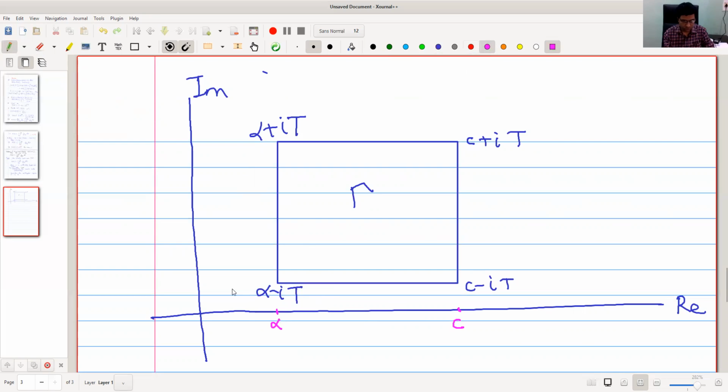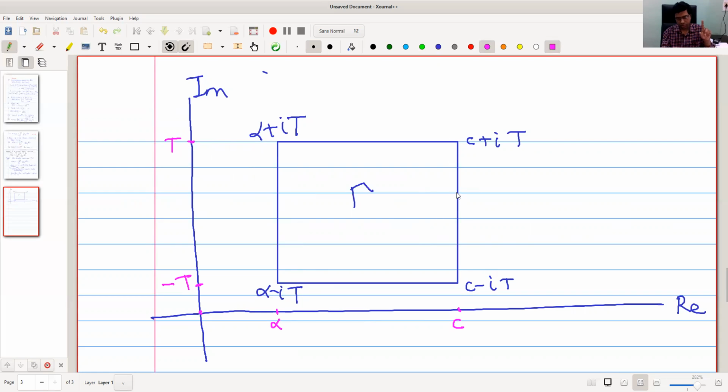So this point should be minus T. Okay, so this is not the origin. Remember, the origin is somewhere here. This is minus T and this is T. So this point is nothing but C comma minus T. This is C, T, this is alpha, T, and this is alpha, minus T. Okay, so these are the four corners.